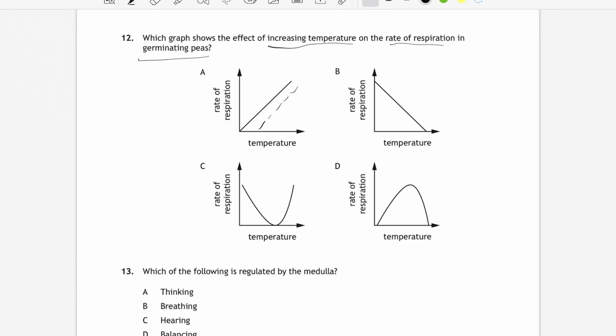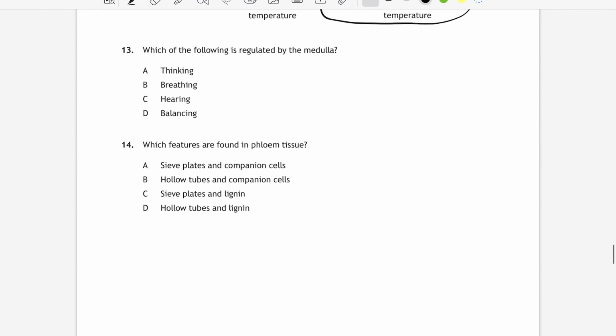C is a little bit of a weird one. It says that respiration decreases until a certain temperature, then increases again. No, that's completely incorrect. But D is the correct answer that we're looking for here. My rate of respiration does increase with temperature, but it will get to a certain point where it becomes too hot, and then the enzymes that help with respiration are going to denature, and you'll see this sudden drop off of respiration beyond this point. That means the enzymes have denatured and the reaction can no longer occur. So D is the correct answer.